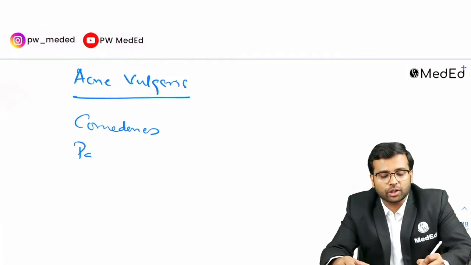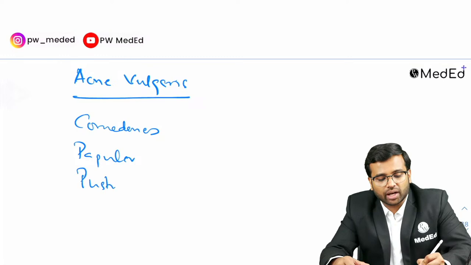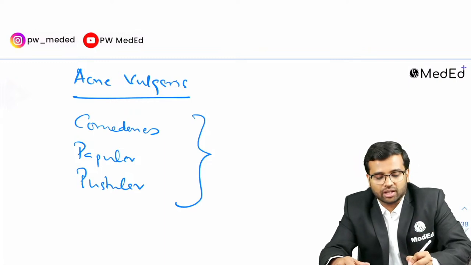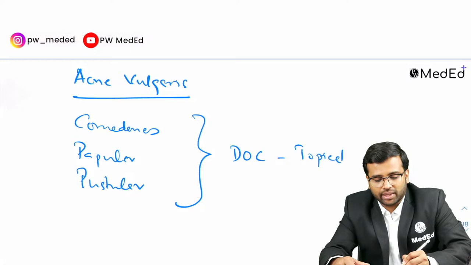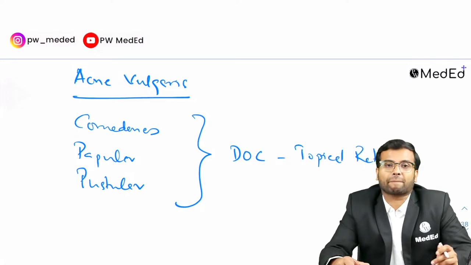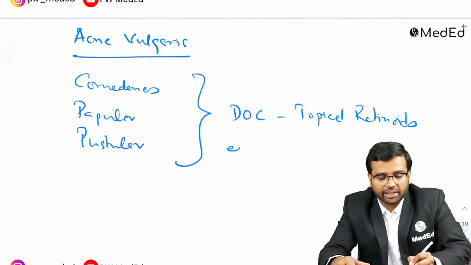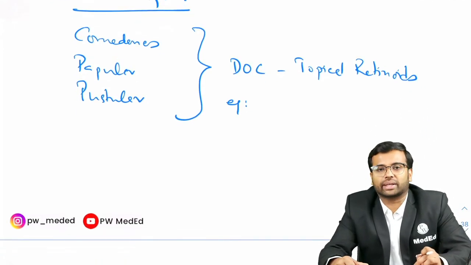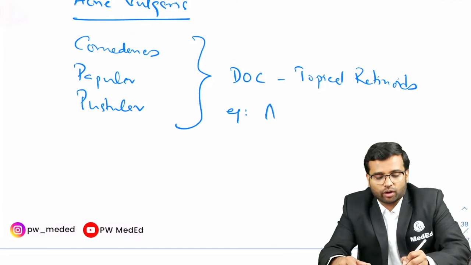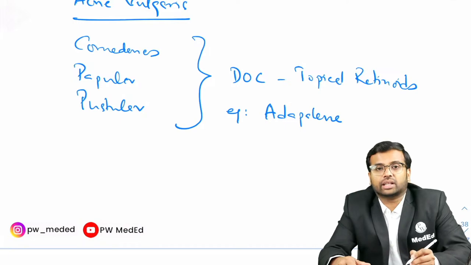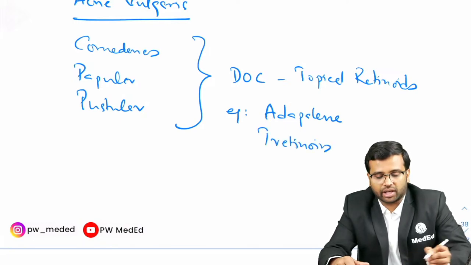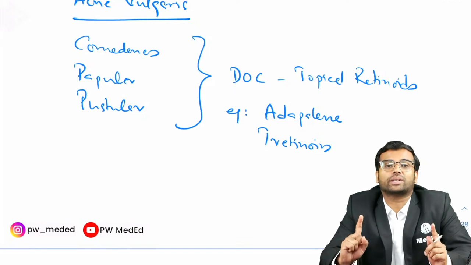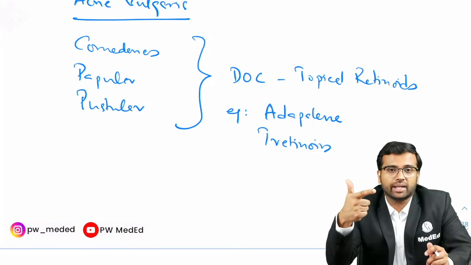So the patient can also present to you with a papular lesion or a pustular acne. In all these conditions, our first line of agent or the drug of choice is going to be topical retinoids. Can somebody tell me what are the examples of topical retinoids? Anyone? So one of the examples is going to be adapalene. The other example is going to be tretinoin. So adapalene and tretinoin are going to be the examples of topical retinoids, which is going to be the drug of choice in comedonal acne, in papular acne, in pustular acne.